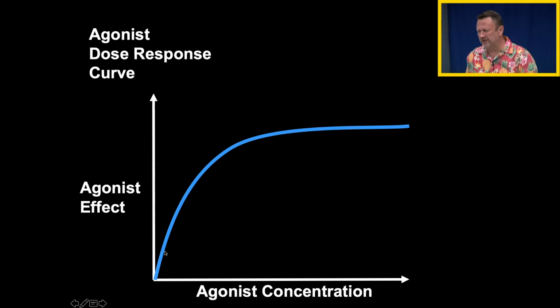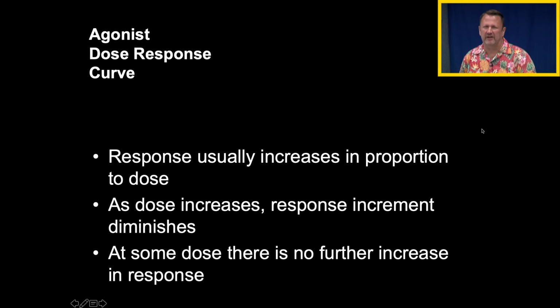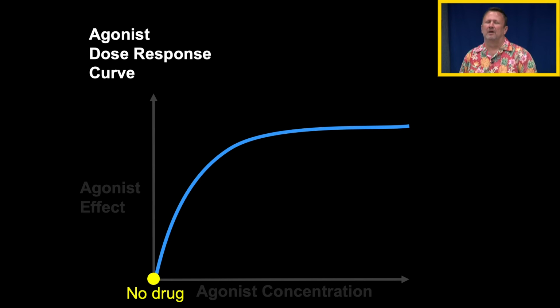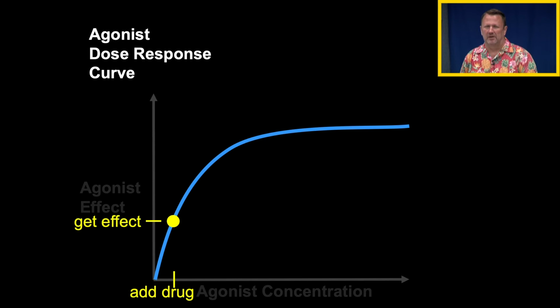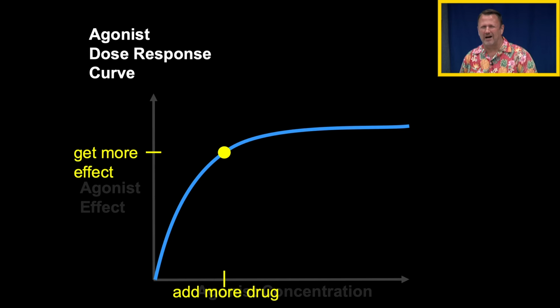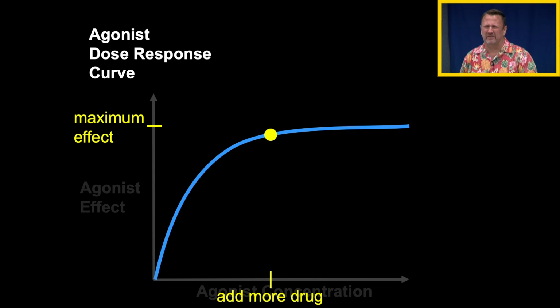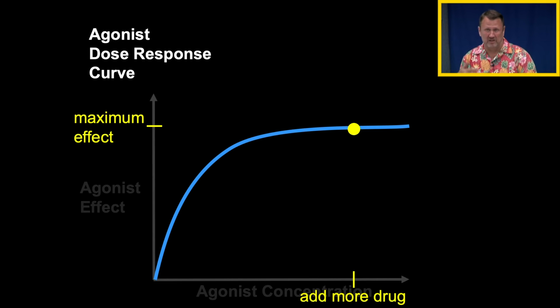No drug, no effect. Some drug, a lot more effect. Eventually, adding more drug doesn't give you any more effect. You've reached maximum effect, and that's what we want you to see. No drug, no effect. Some drug, lots of effect. More drug, more effect. Wow. Then we keep adding more drug after that. We've reached maximum effect, and adding more and more drug doesn't give us any more. That's what we want to see from this agonist dose response curve, and this is a normal property of medications and their receptors.